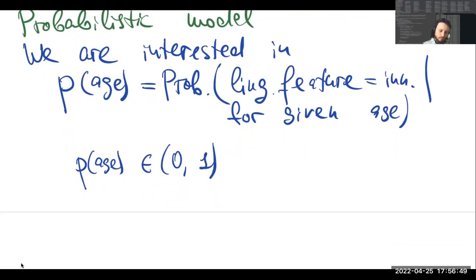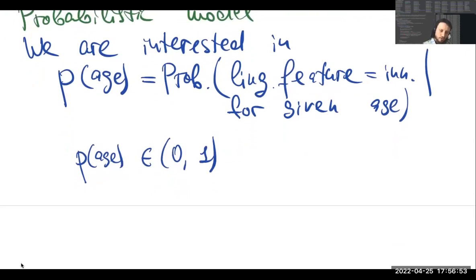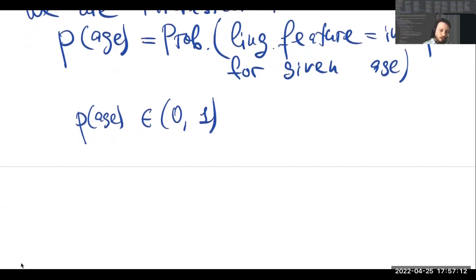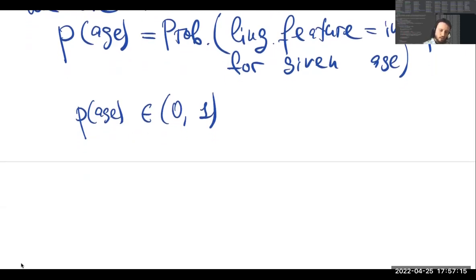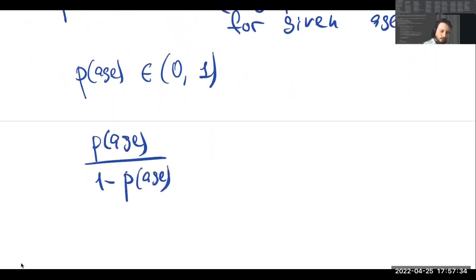And now let me transform this variable, this probability, in such a way that the values would not be from 0 to 1, but could be any real number. The first step is to switch from probabilities to so-called odds. So what are odds? I have to divide p by 1 minus p. And this thing is called odds.